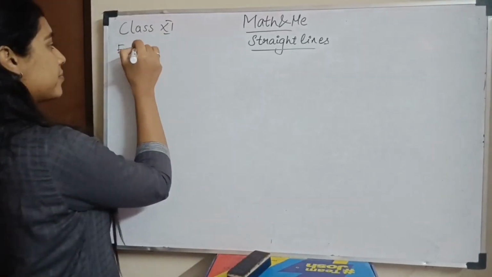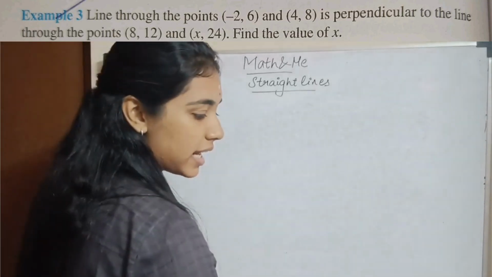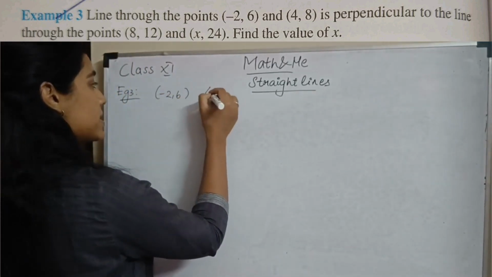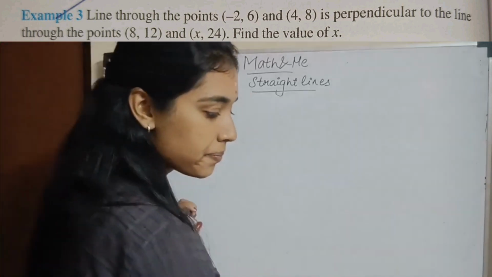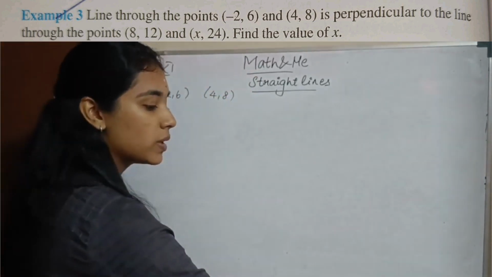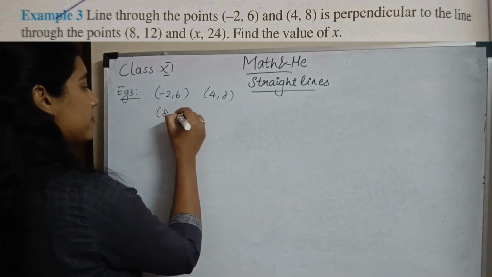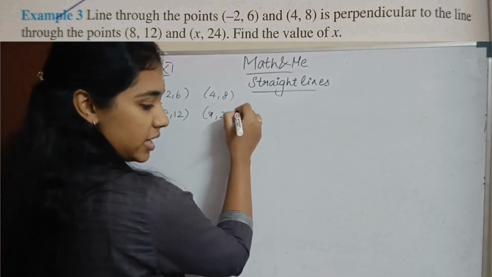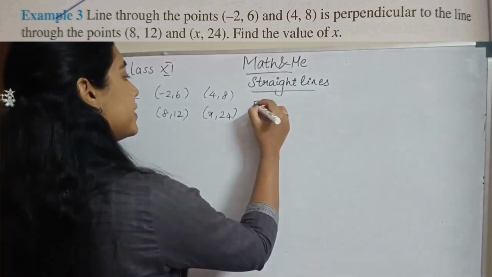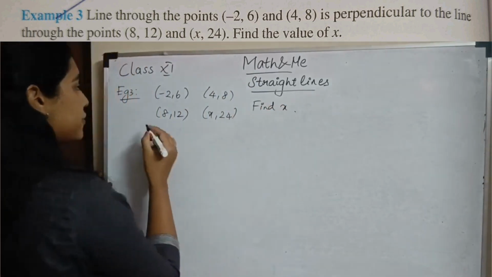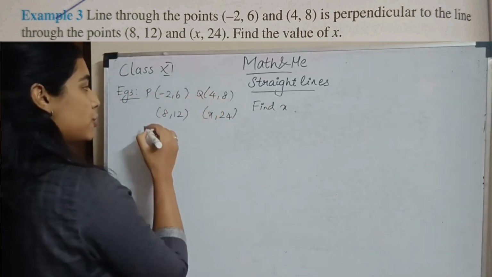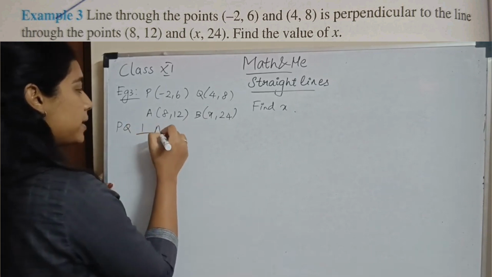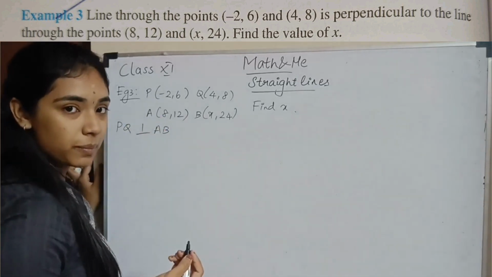Example 3. The question says, the line through the points (-2, 6) and (4, 8) is perpendicular to the line through the points (8, 12) and (x, 24). Find the value of x. So for example, if this is P and this is Q, this is A and this is B, they say that PQ is perpendicular to AB.